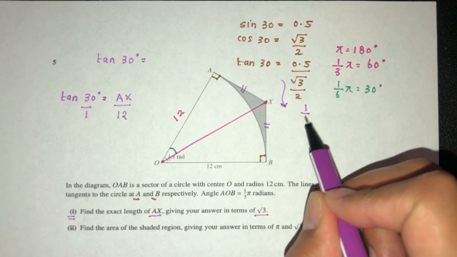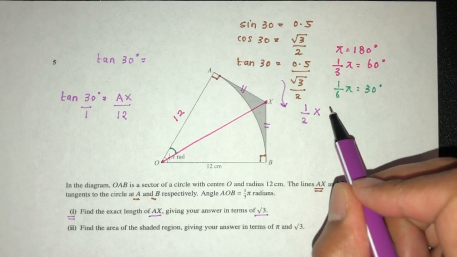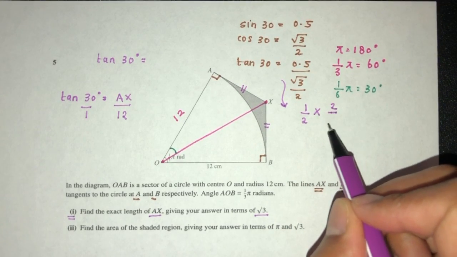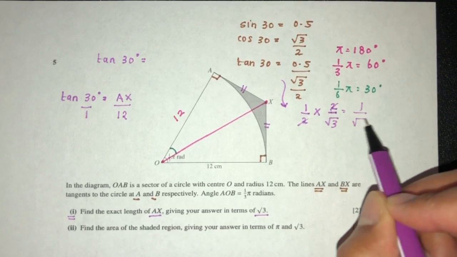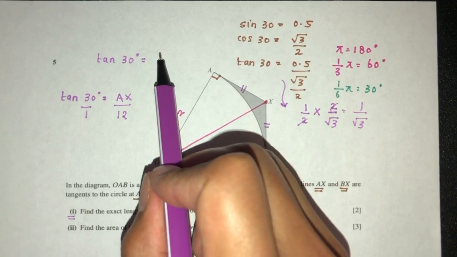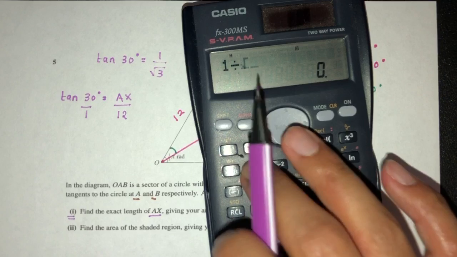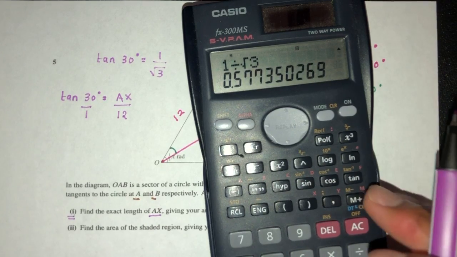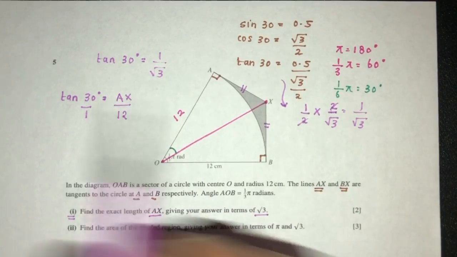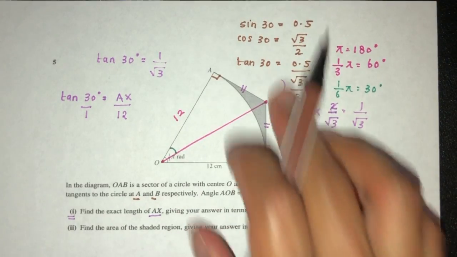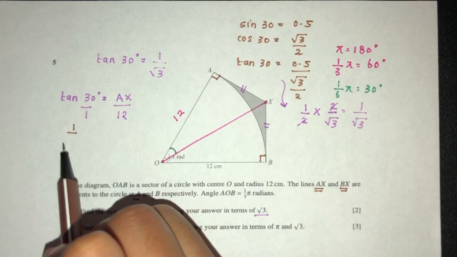So let me continue here. We have half. Divide becomes multiply, and you have 2. So here we have √3. Cancel, cancel, you have 1/√3. So tan of this becomes 1/√3. We can check 1 divided by √3 is this value. Tan 30 is the same value. So this is a way we can also derive the exact value. Let me write this down. Tan 30 is 1/√3.